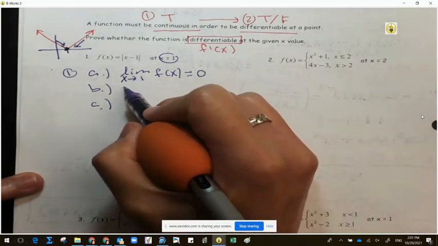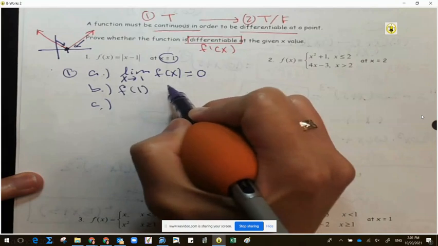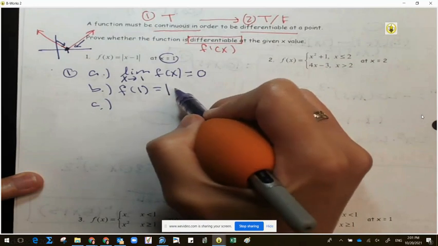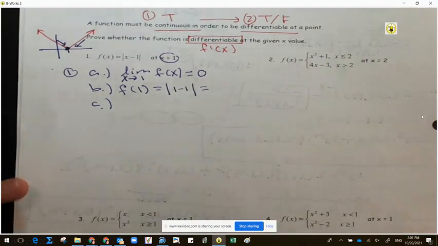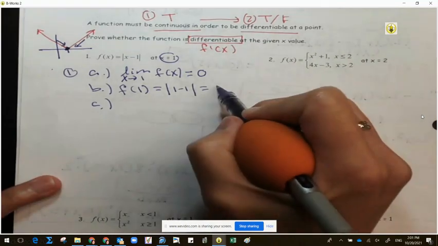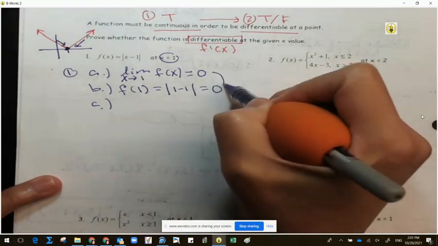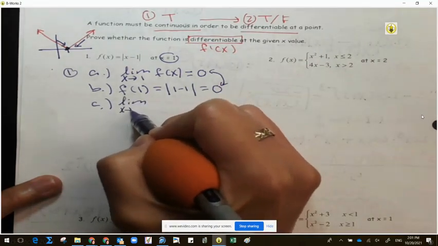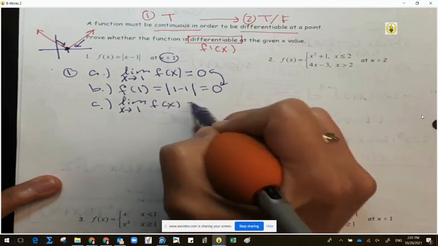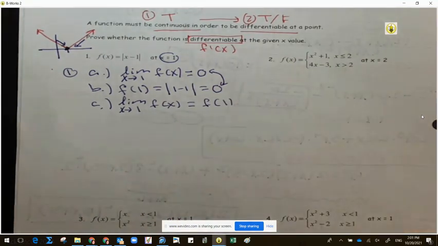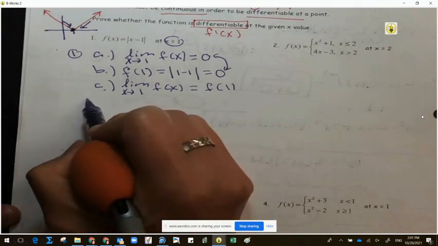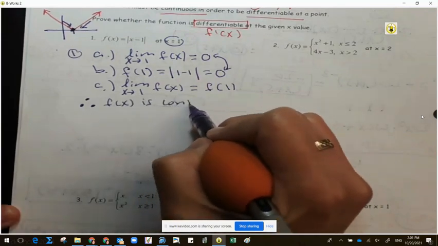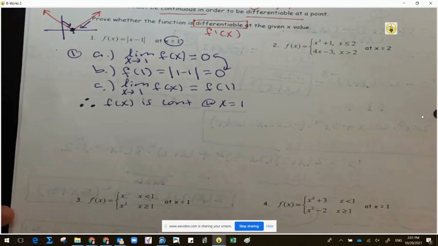The second one says, does the point exist? The point is denoted by f of 1. And I need to plug it into our function. The absolute value of 1 minus 1. What is the absolute value of 1 minus 1 in the end? 0. Are we agreeing with each other? Yeah? So we know the limit as x approaches 1 of the function is equivalent to the point f of 1. So we have to go ahead and summarize. Therefore, f of x is continuous at x equals 1.